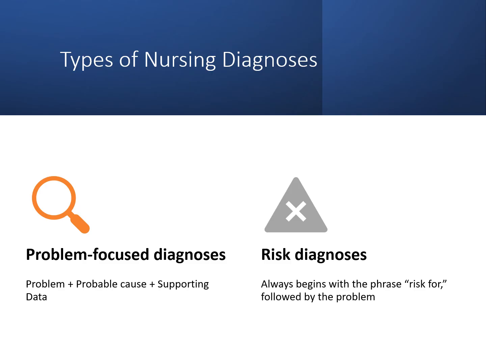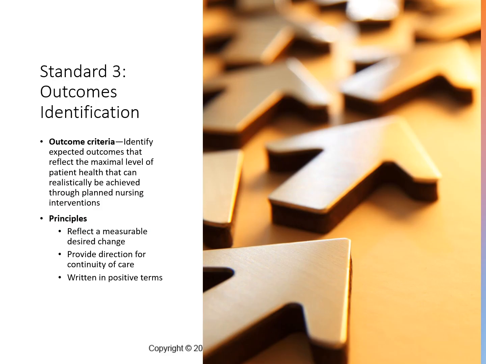Then your risk diagnosis: the client's at risk. And you all told me the other day, it could be a risk for falls. It could be a risk for falls due to their medication or cluttered environment or confusion. So you want to write it like a risk for. That's how you would write that diagnosis.